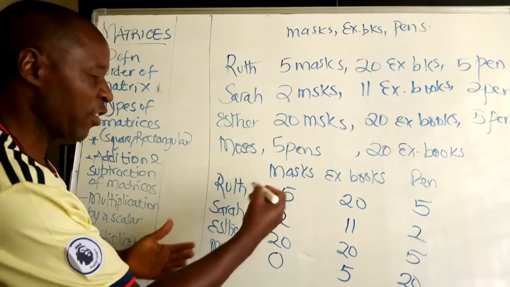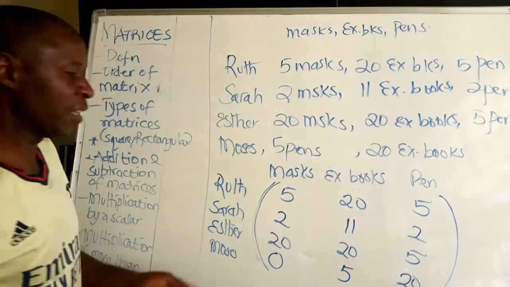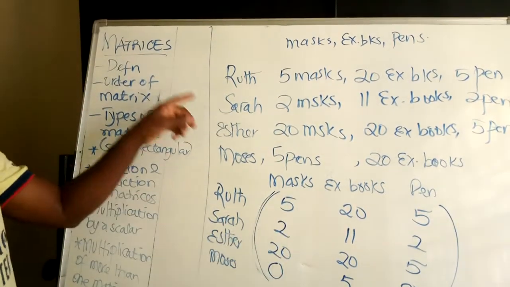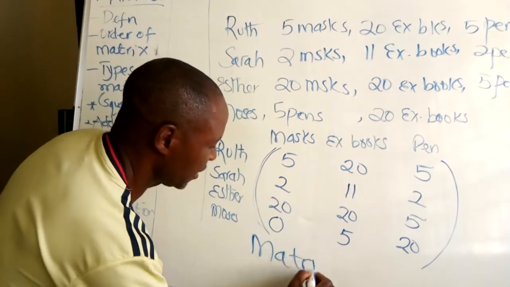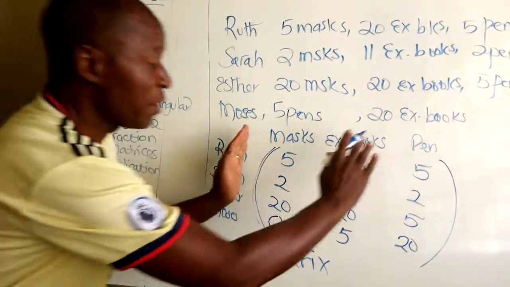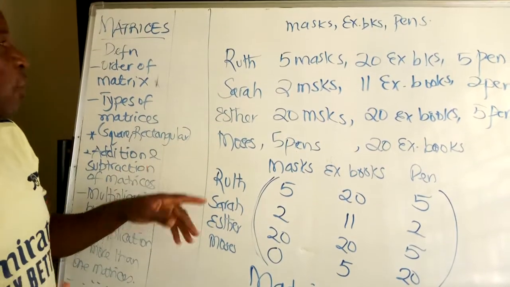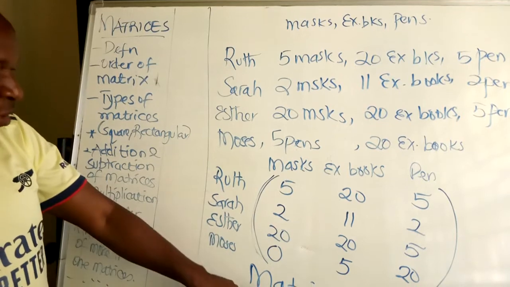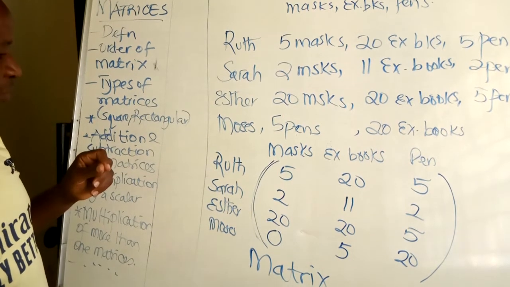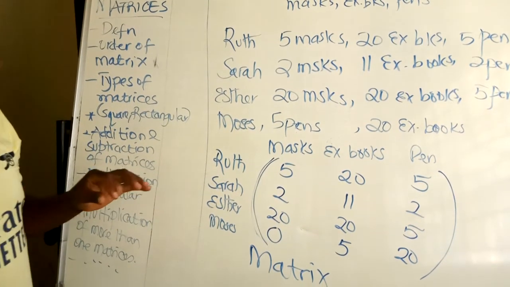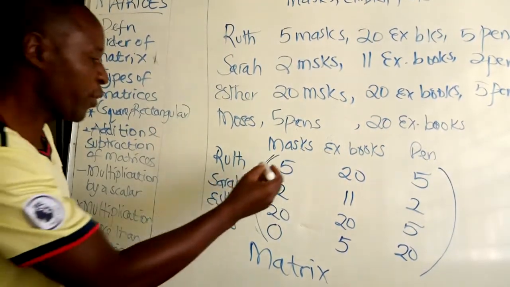This summary, this arrangement, is always represented in this format, and this summary is what we refer to as a matrix. This is one matrix, that is singular. When it comes to plural, very many, we call them matrices. So matrix is singular. When it's very many, we call them what? Matrices. I hope it's clear.